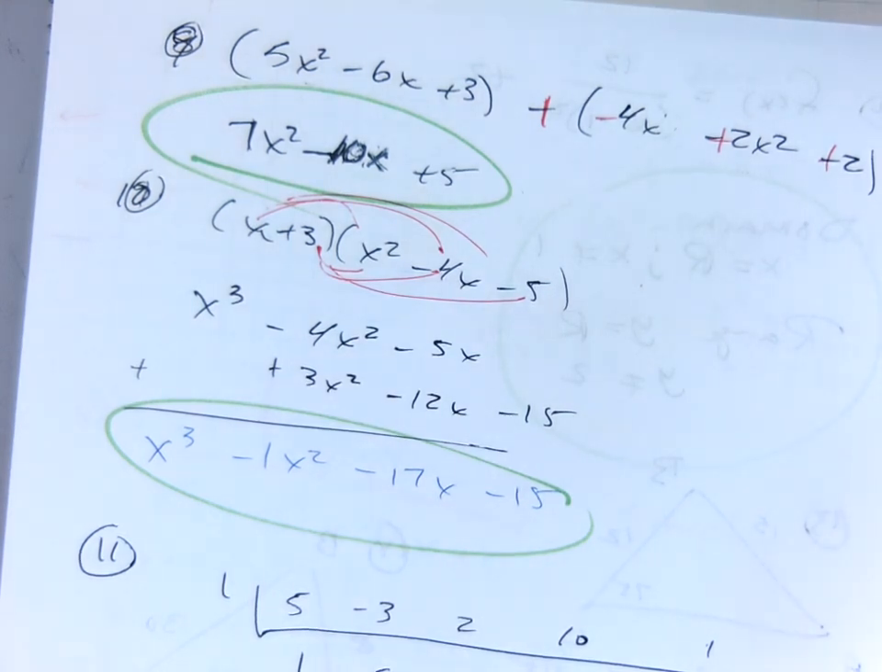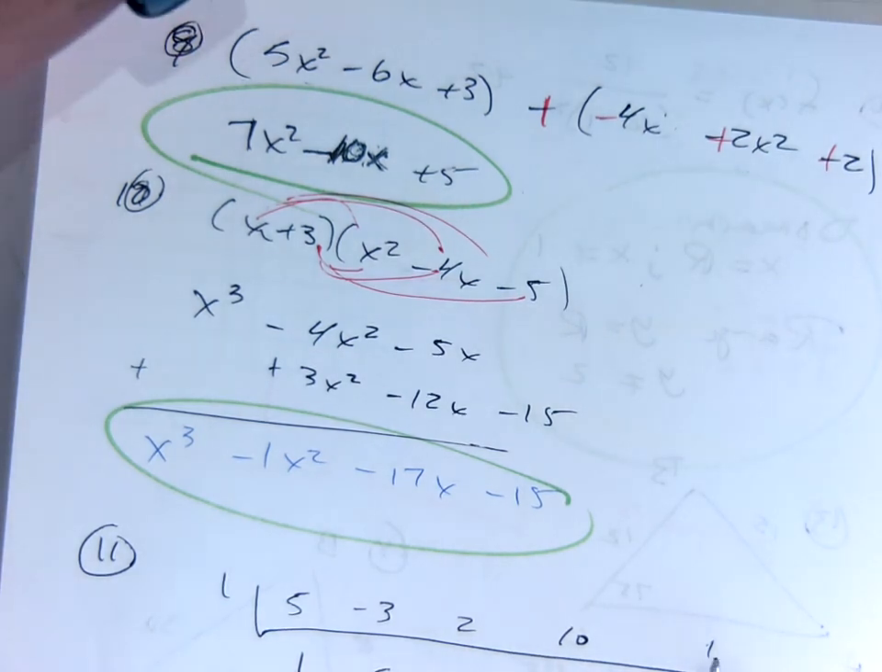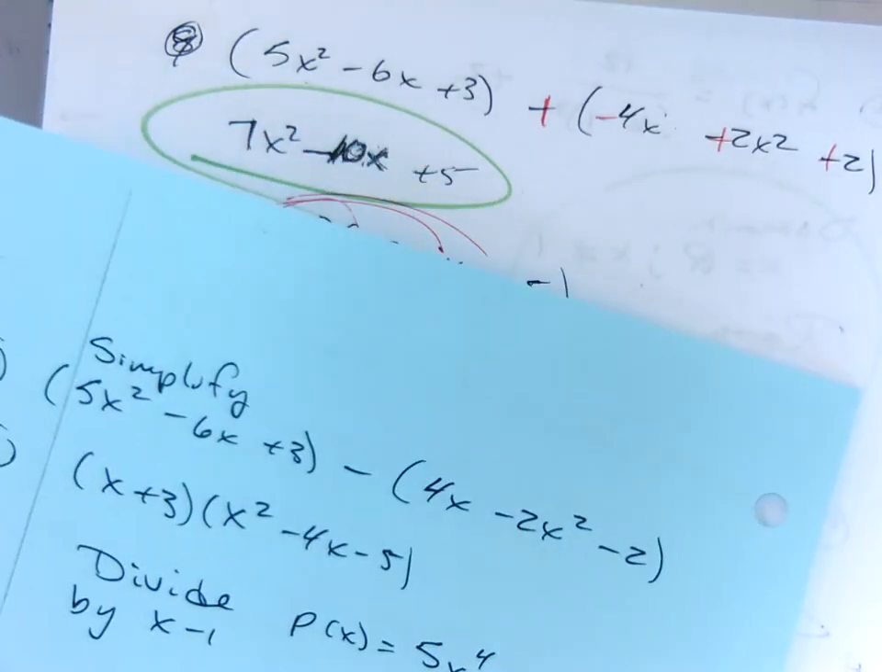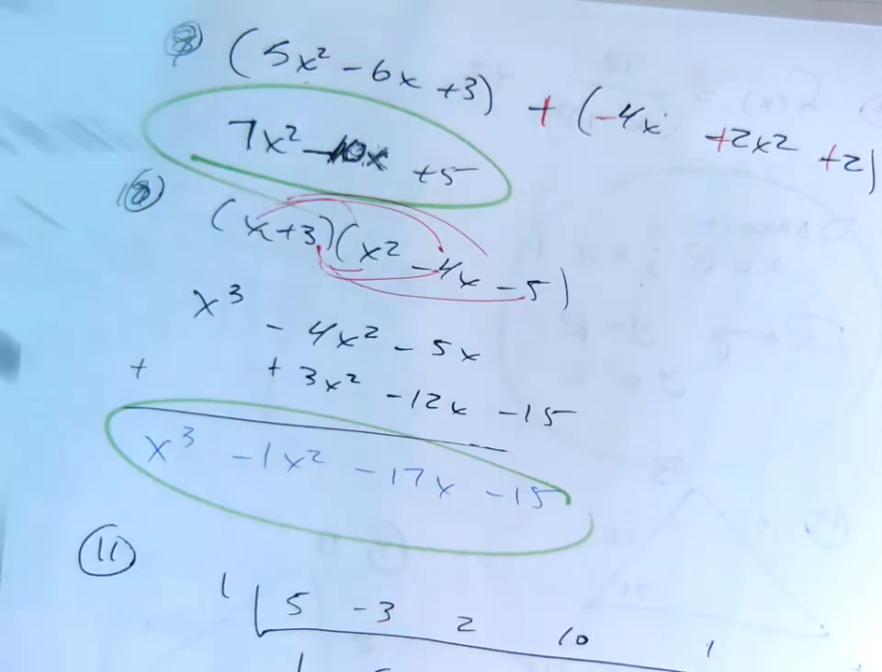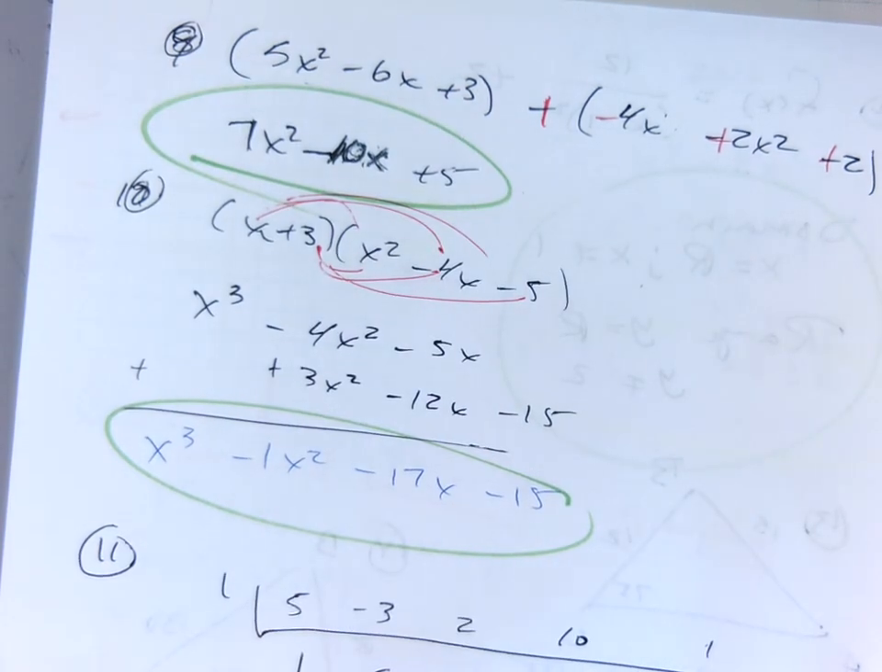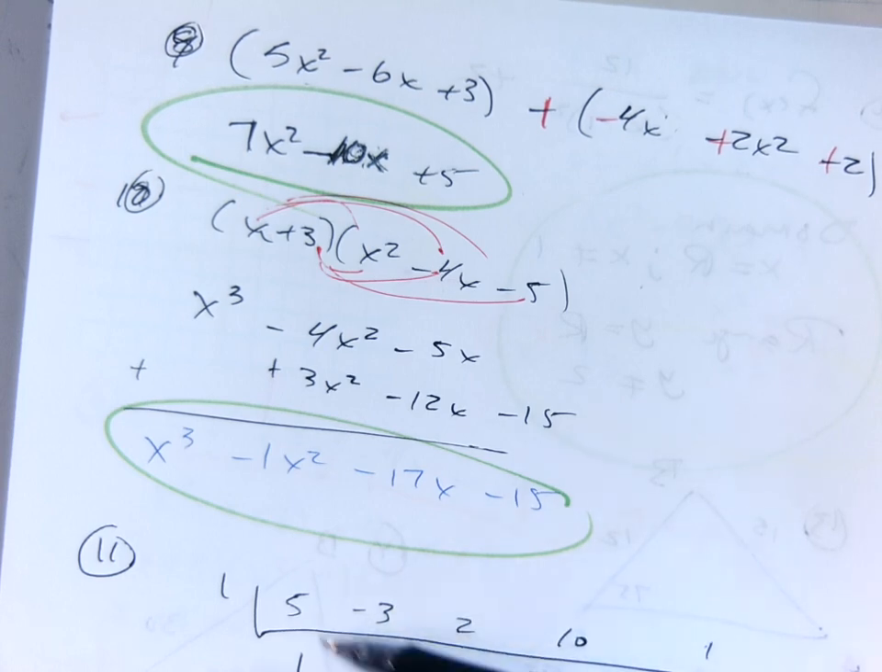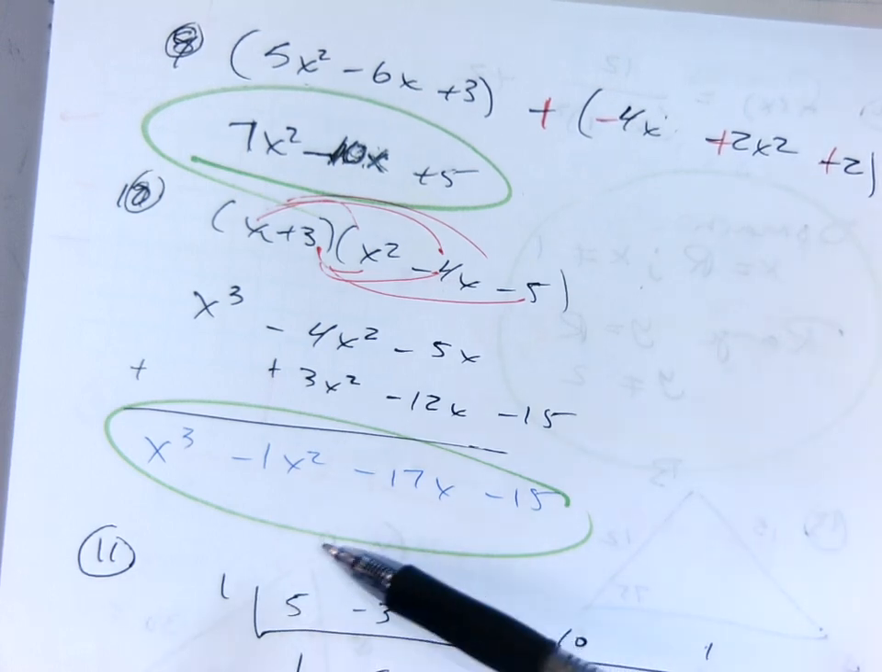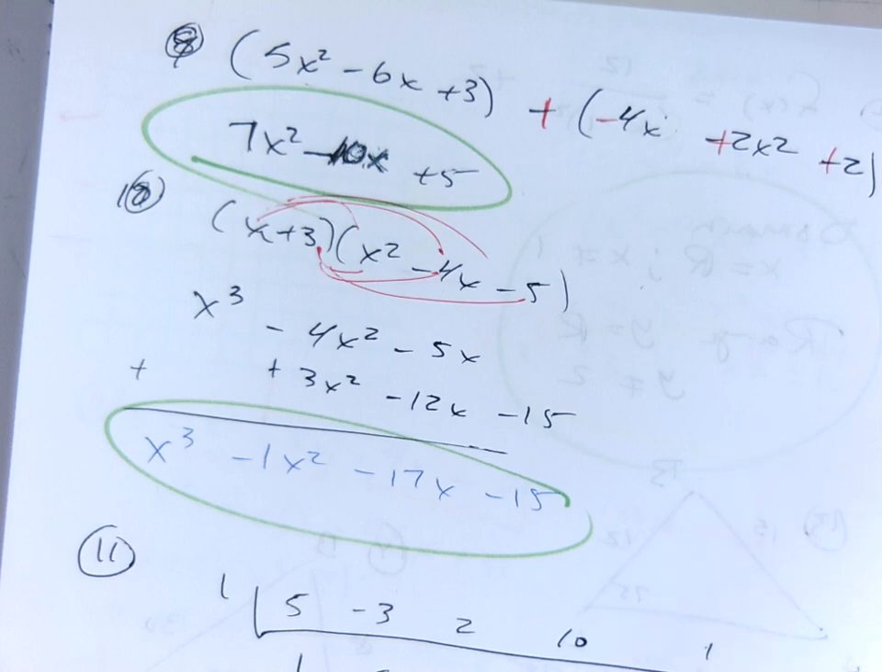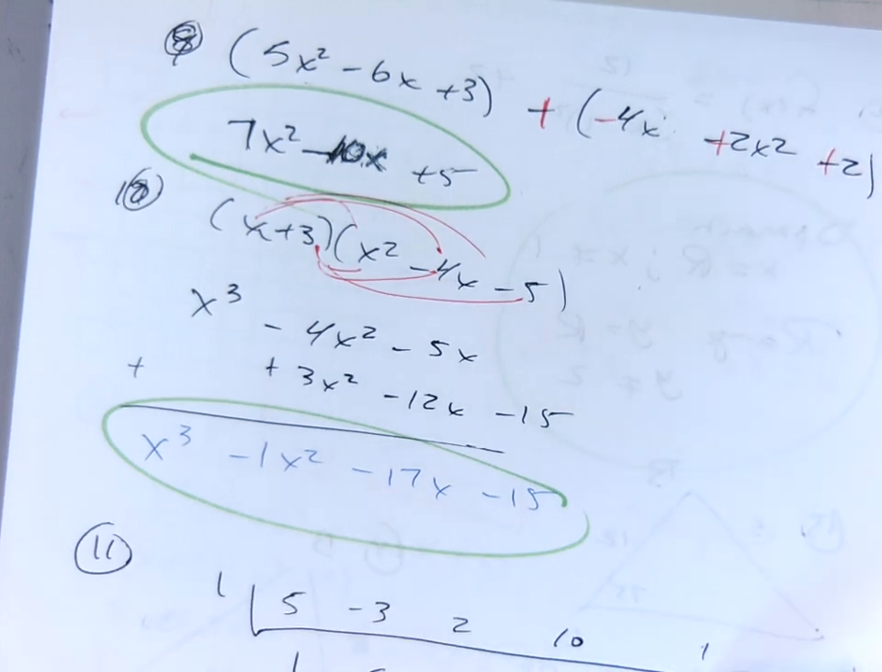11, I did synthetic division. So here's my 5, -3, 2, 10, and 1. And of course, when I do synthetic division, I take the opposite of -1. I put positive 1. Bring down the first term, 5, and multiply. Add, I get 2, multiply, add, I get 4, multiply, I get 4, add, I get 14, multiply, and I get 14, add, I get 15.